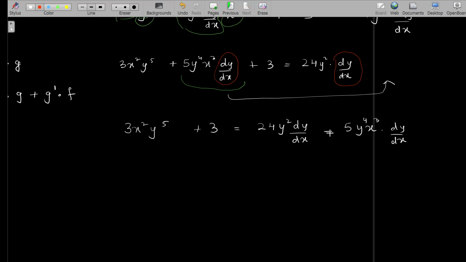Now, Anika, we cannot simply subtract these two. In the example that I took, 24y minus 5y, the coefficients were 24 and 5, which were numbers. That's why we could easily subtract and we got 19y. But here the coefficients are different. This is 24y square, this is 5y to the 4 x cube. So if you want to isolate dy over dx, you can factor it out.